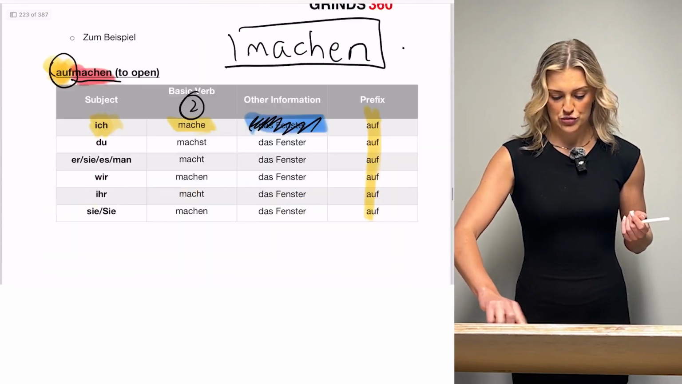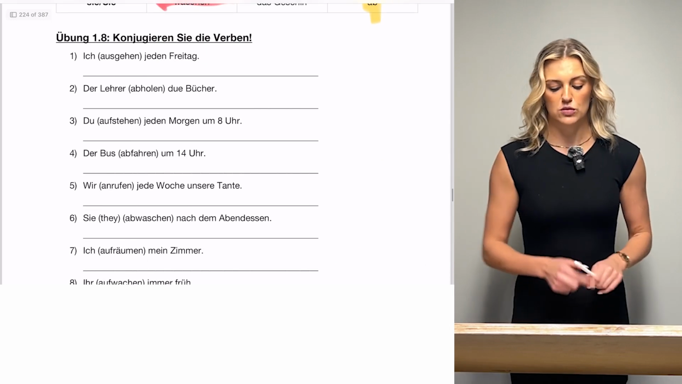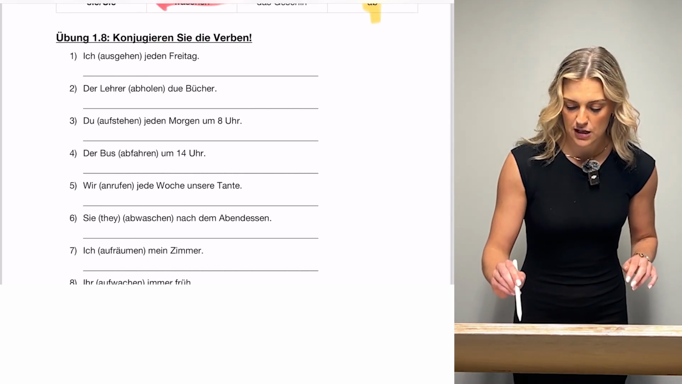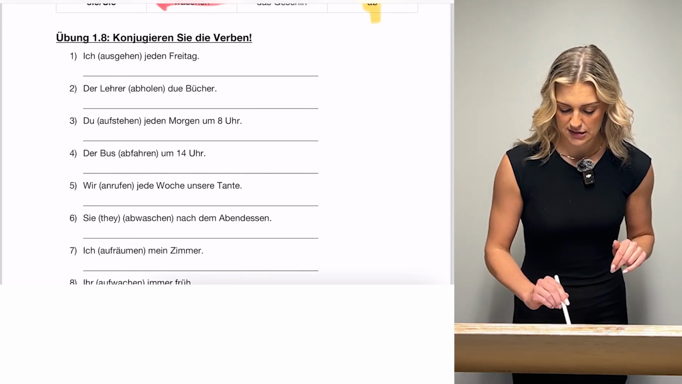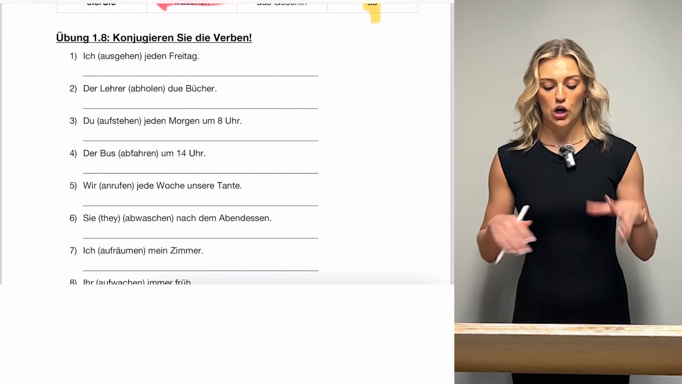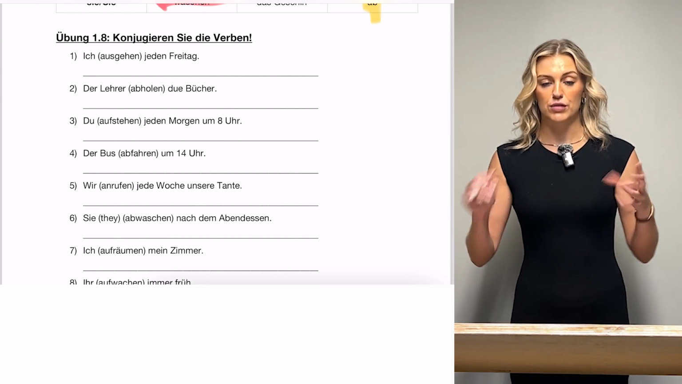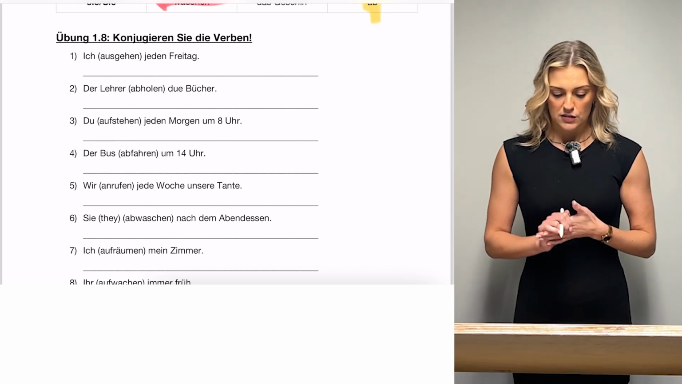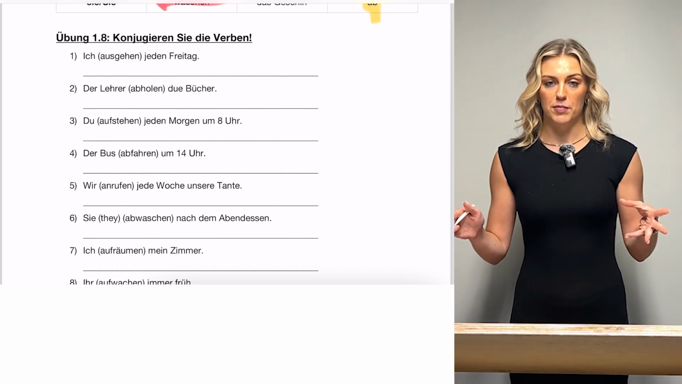Last thing then, we're going to do a bit of practice, all right? So here I have some sentences. They all contain separable verbs. So we are going to conjugiere die Verben, conjugate the verbs, and kind of rewrite the sentences here, okay? So remember, these are all separable verbs, right?